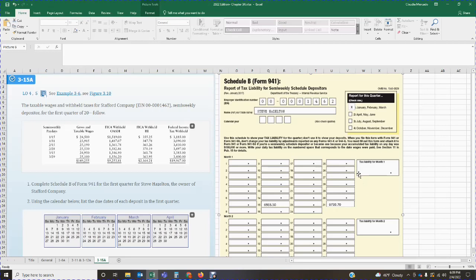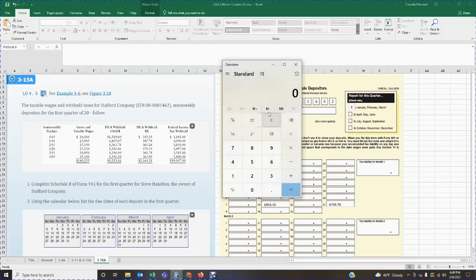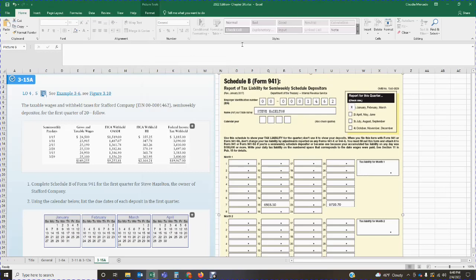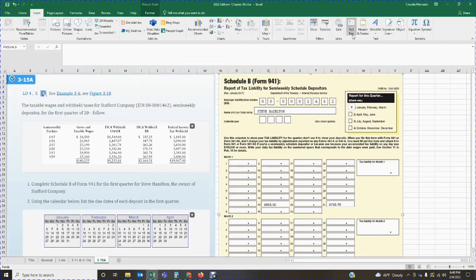Okay, so now what we're going to do is add the tax liability for the 15th pay period and the 31st. I'm going to add those two numbers to get my tax liability for January. So let's go ahead and add 6,933.50 plus 6,759.70. That gives me 13,693.20. Okay, so we're going to enter that there.